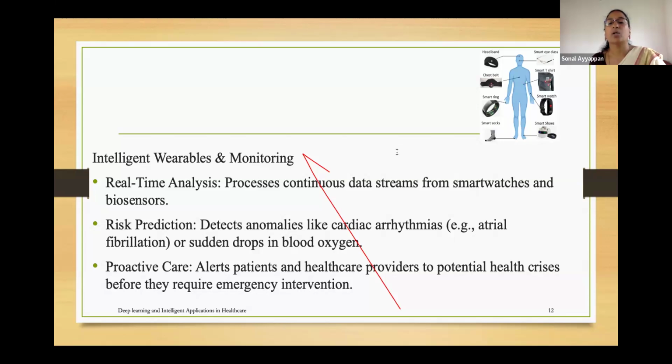Similarly, the headbands here also continuously capture brain signals and try to find out whether the patient is moving into an epilepsy mode or not. So it will alert either by a vibration or a sound.